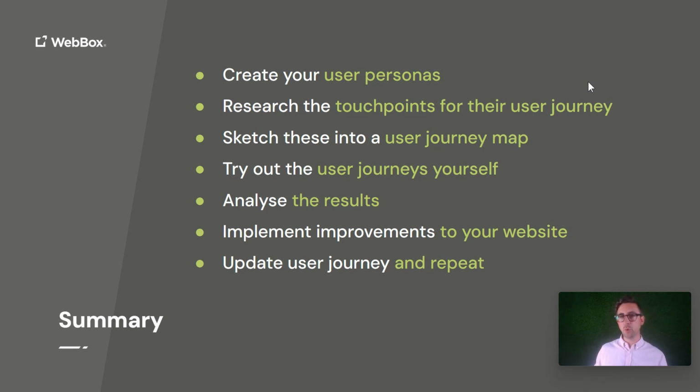So just to summarize, for our user journey process, we want to create your user personas. You want to research all of those touch points across the site that they would use within their user journeys. Sketch these into a user journey map. So for each persona, which user journey would they take? Try out the user journeys yourself. Put yourself in their shoes. Analyze those results. Where are the pain points in this process? What can be improved? What can we change? Implement the improvements to your website, and then update that user journey and rinse and repeat. And just keep that process going and keep those updates and improvements going.